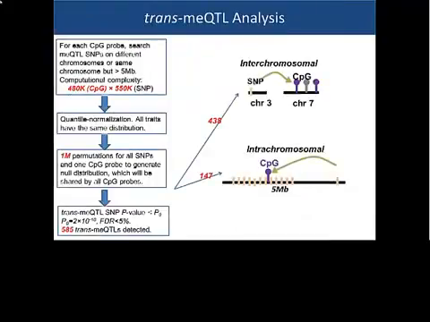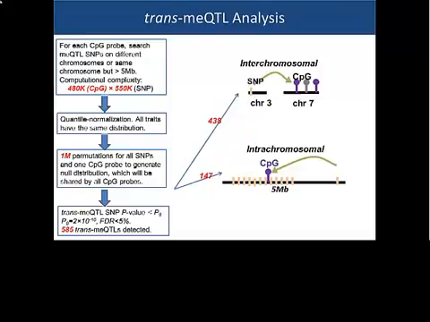And then we will move to the trans-methylation QTL analysis. As I mentioned before, the computational burden for this analysis is tremendous because we have to search all of the SNPs and for all of the CpG sites. And we need to run permutations to generate the null distribution to be able to control for the false positives.